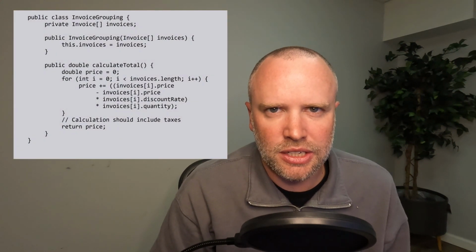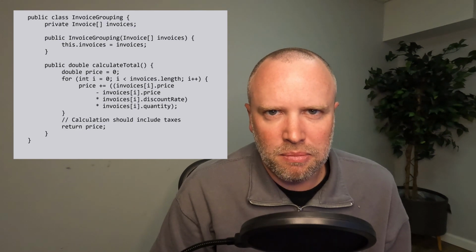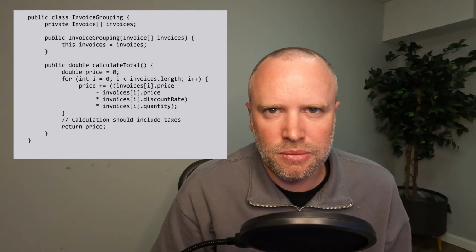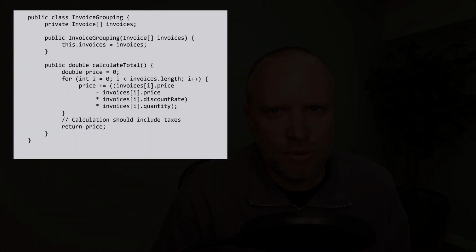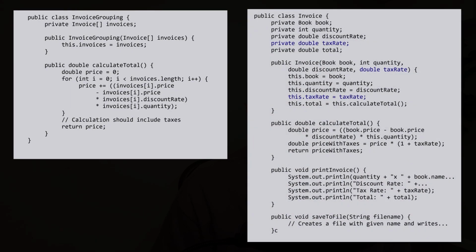There is another approach to meet this requirement outside of just changing the invoice class. If you wanted to keep the invoice class intact, you could potentially create a class called something like invoice grouping. And this invoice grouping class will contain a bunch of invoices that make up the total order of what the customer is purchasing. Now, the issue with this is that the invoice class has a tax rate on it.